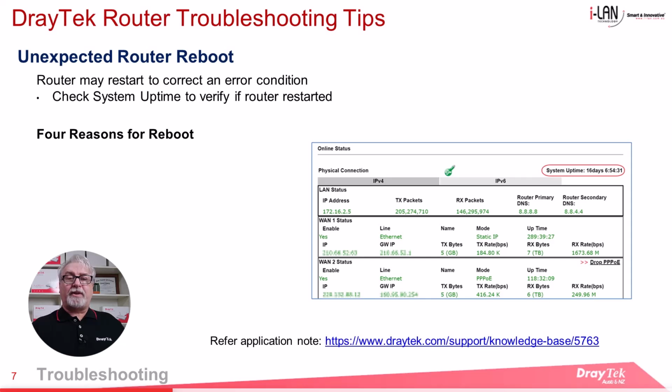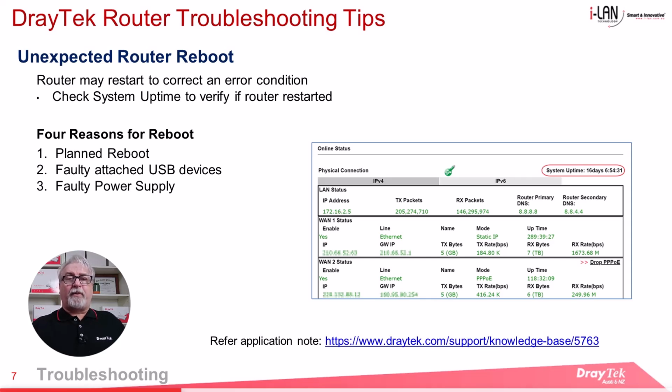There are four main reasons that cause a router to reboot. The first one is that the reboot happened due to a scheduled maintenance task, such as a firmware upgrade being done, a configuration change that required a reboot to save the settings, or the reboot command was issued. Another cause of the router reboot is when a faulty USB device is attached to the router. This can put the port into an error state and cause the router to crash. The third reason is a faulty power adapter, which provided reduced power to the router and made it unstable. The fourth reason is from a firmware bug.